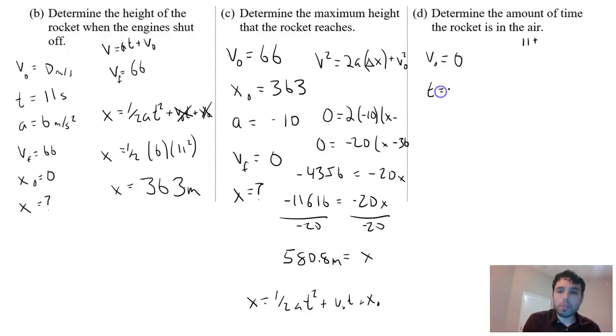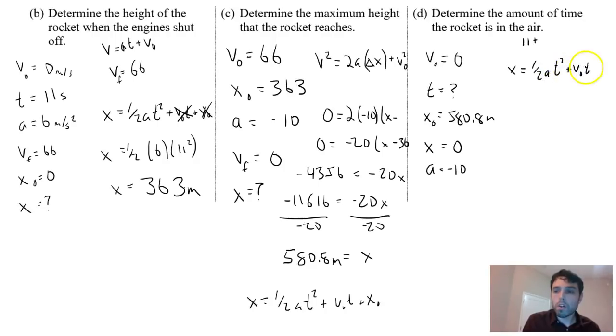Time, we don't know what time is, so we want to know. Our initial position, that's x naught, is 580.8 meters off the ground. Our final position is going to be the ground, that's 0, right? And then what else do we know? Acceleration is negative 10, because gravity is pulling us down towards the Earth. And it looks like this is a perfect setup for our trusty 1/2 at squared equation. And we just plug in our numbers.